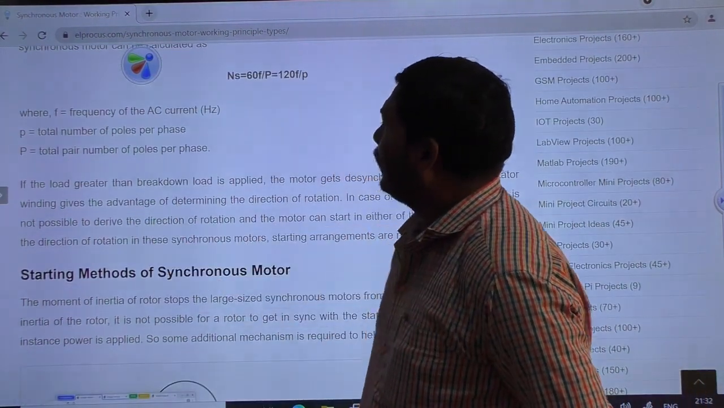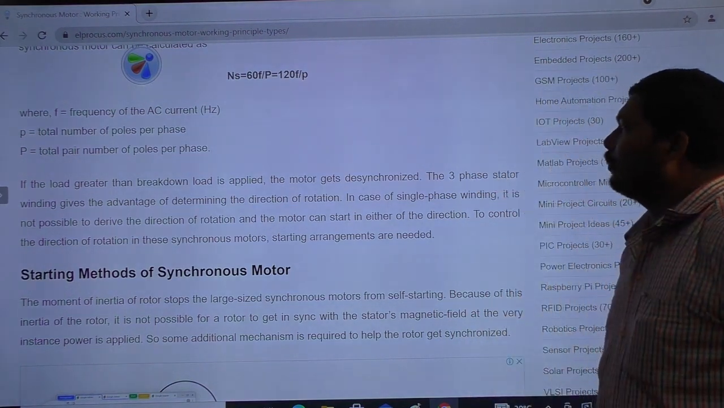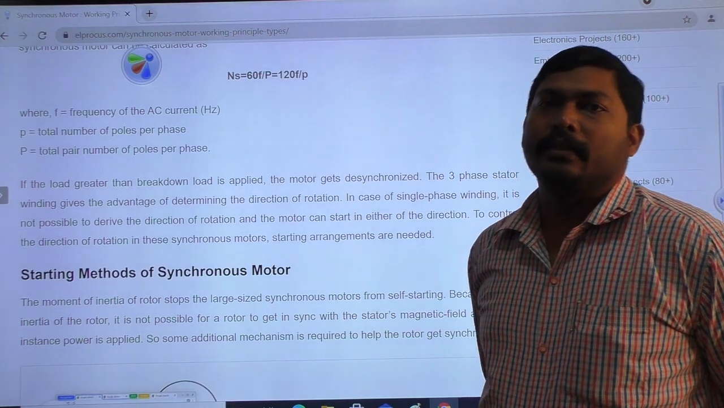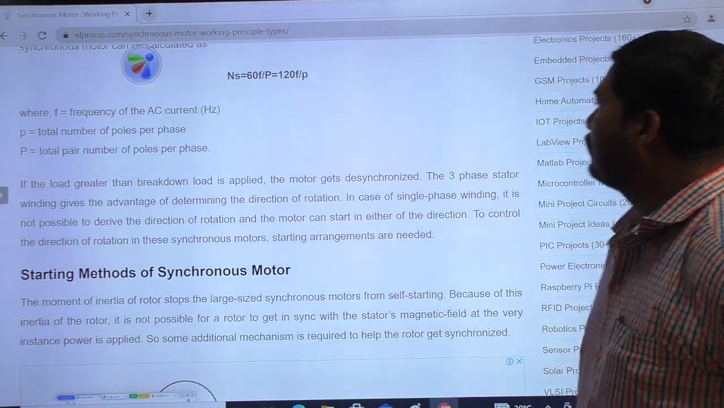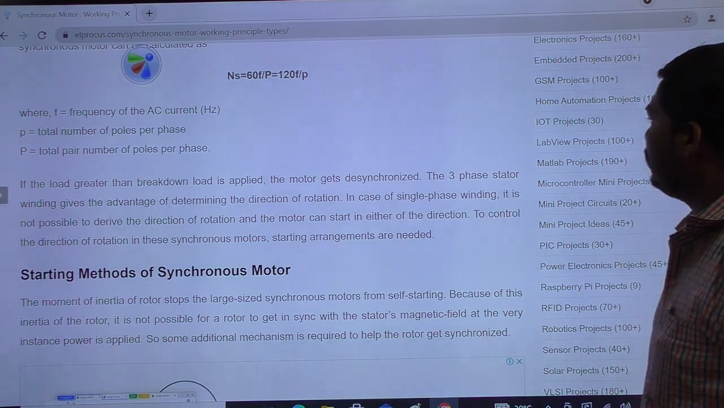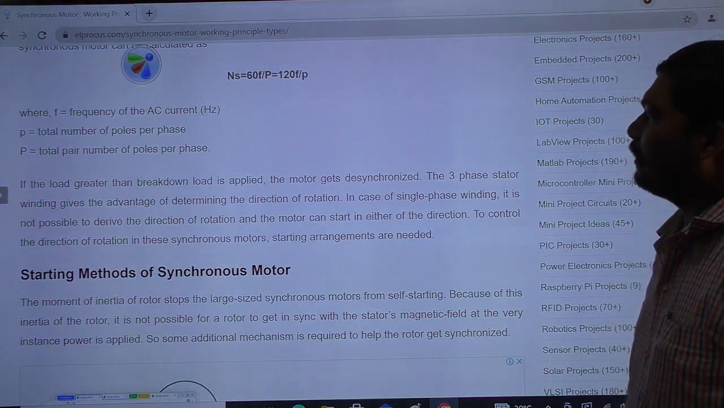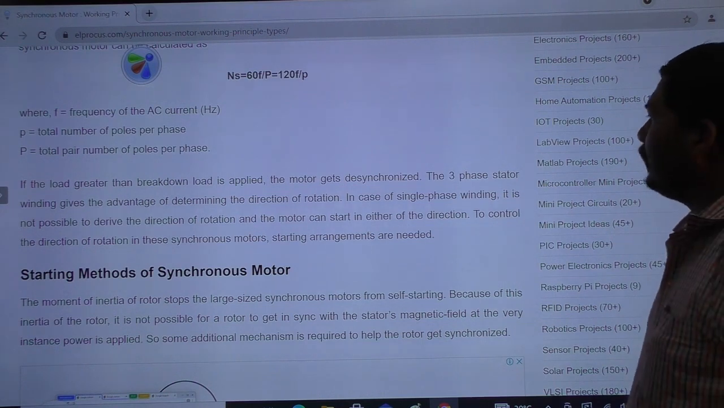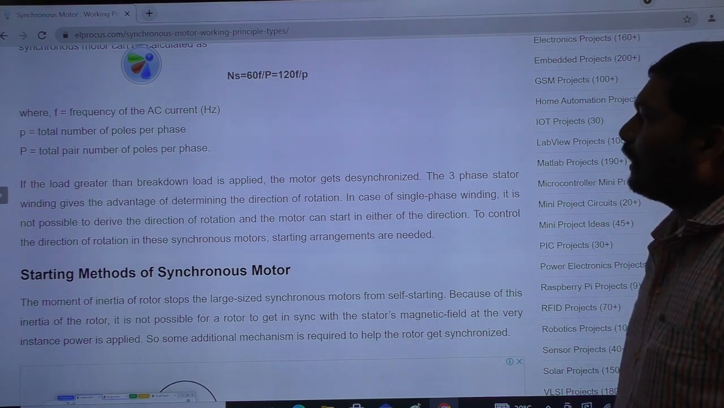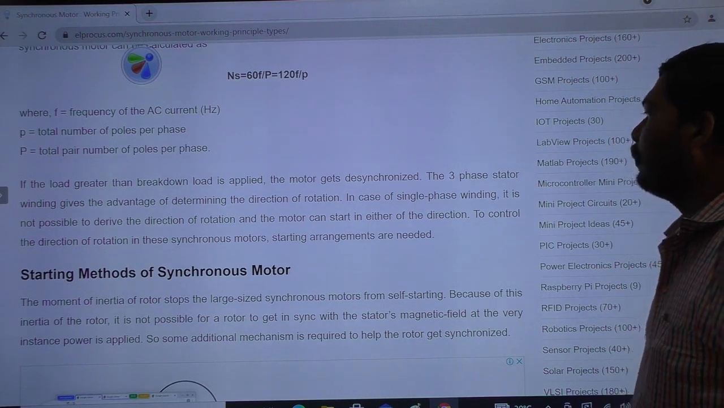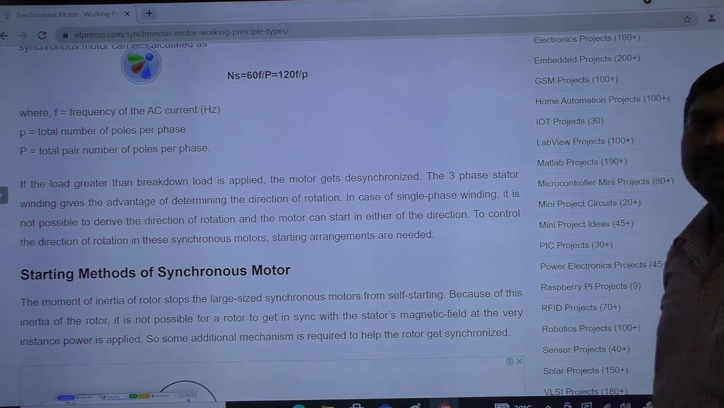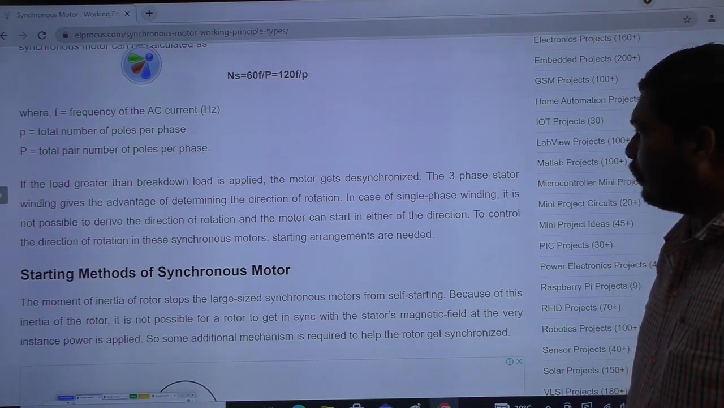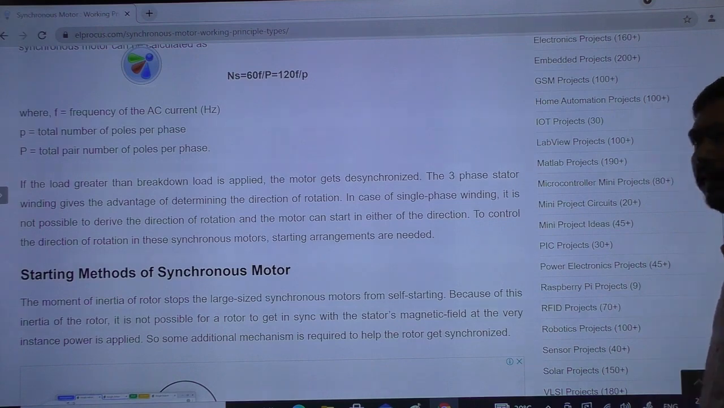If a load greater than the breakdown load is applied, the motor gets desynchronized. What do we mean by desynchronized? When the speed is reduced below synchronous speed, it is called desynchronized. The 3-phase stator winding gives the advantage of determining the direction of rotation. In case of a single phase winding, it is not possible to determine the direction of rotation and the motor can start in either direction. To control the direction of rotation in the synchronous motor, starting arrangements are needed.